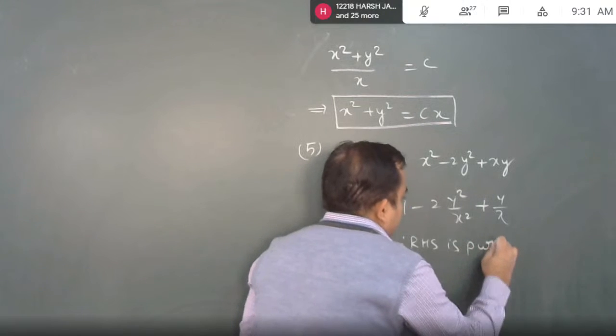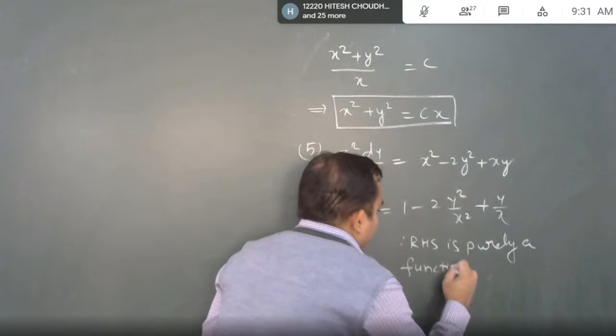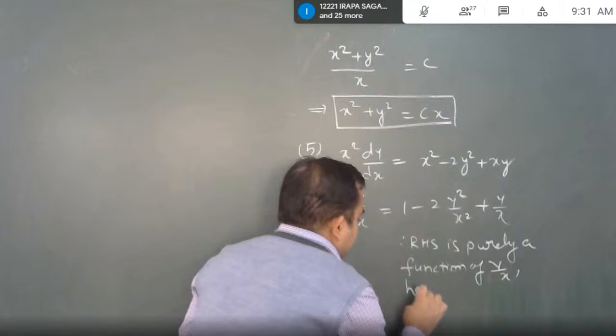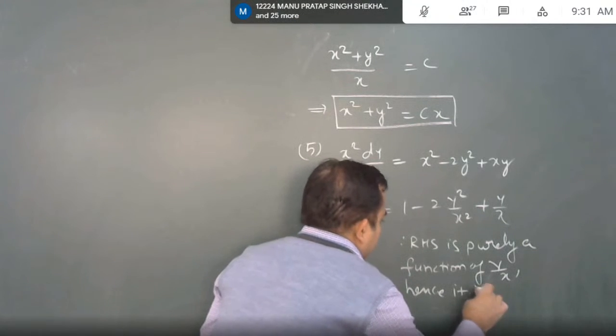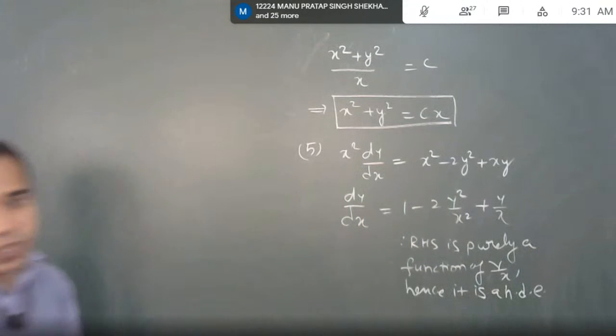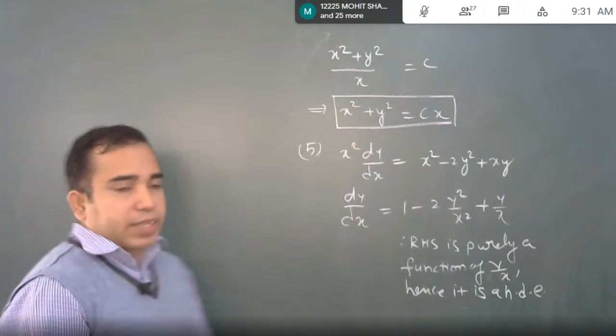Okay, I will declare it in one line, since RHS is purely a function of y upon x, hence it is a homogeneous differential equation, HDE it is, right? So in one line I have proved that this is HDE.